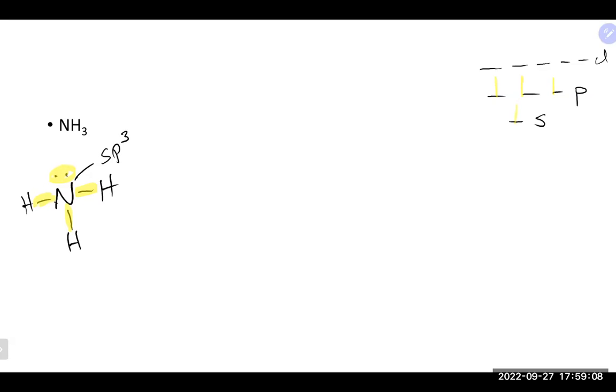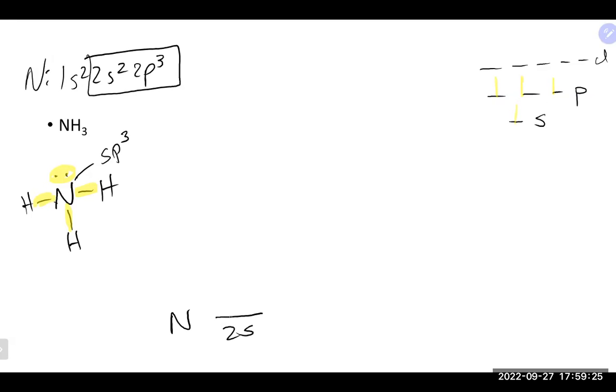So if we look at nitrogen, which is 7, 1s2, 2s2, 2p3, it has 5 valence electrons. So what happens with our nitrogen is we have our 2s electrons, we have our 2p electrons, where they each have an electron in it. So that is nitrogen, obviously, before the hybridization.